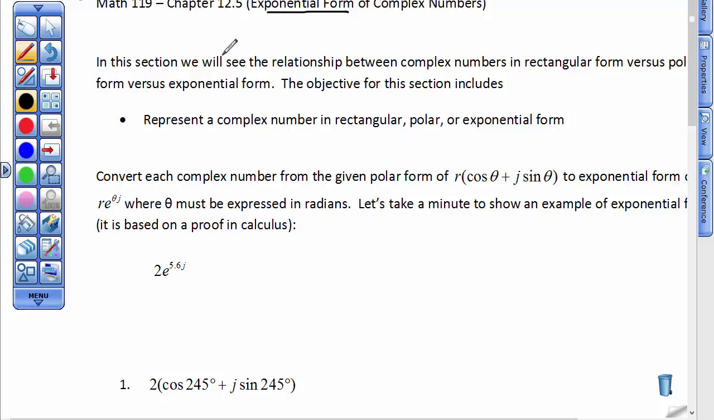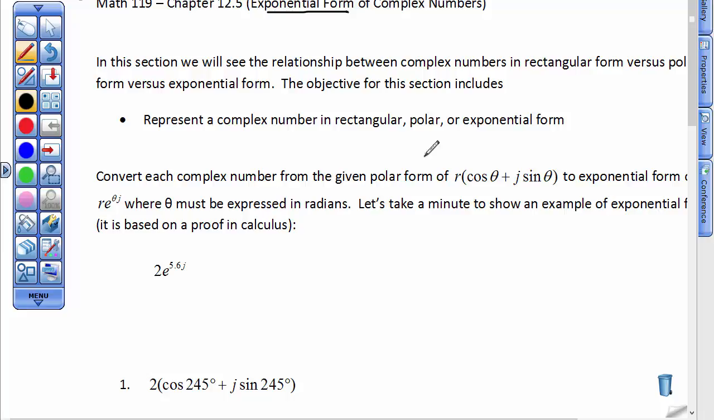In this section, we're going to see the relationship between complex numbers in rectangular form versus polar form versus exponential form. And specifically, we're going to learn how to express a complex number from rectangular to polar to exponential, and then back again from exponential to polar to rectangular. So it really is learning the language of complex numbers.